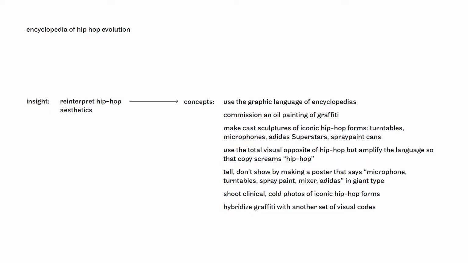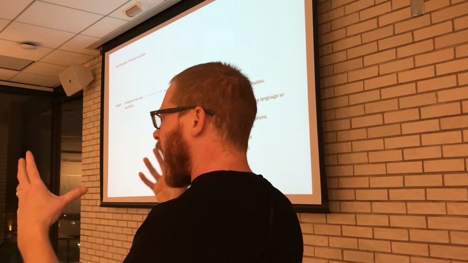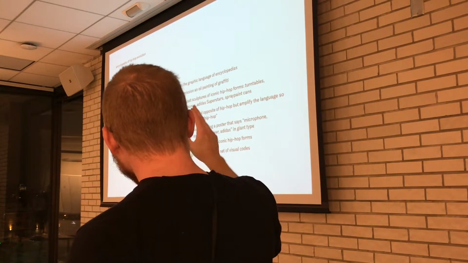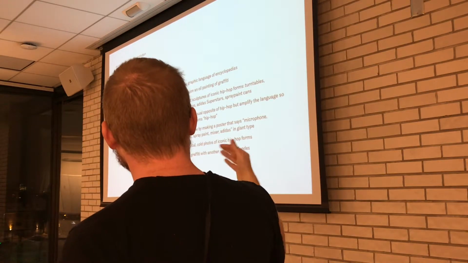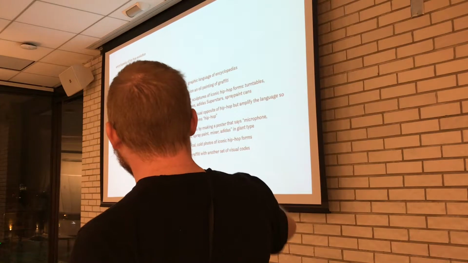Make cast sculptures of iconic hip hop forms like turntables and microphones. Use the total visual opposite of hip hop, which I don't know what that'd be, but let's say classical music, but then amplify the copy, the language, so that it's kind of screaming hip hop. Tell, don't show, by making a poster that says microphone, turntable, spray paint, mixer, Adidas, in giant type.